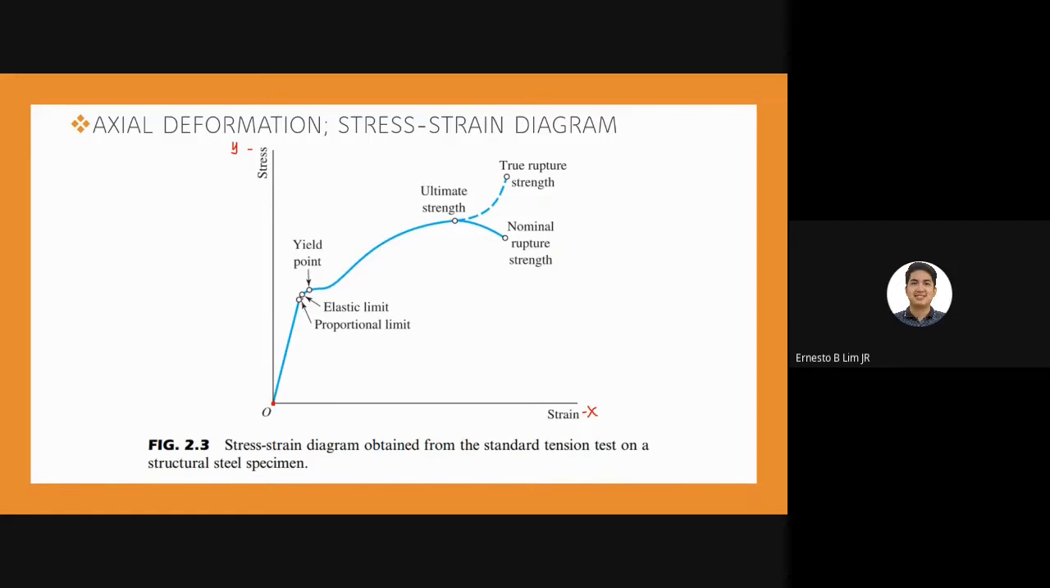So we have these properties here. We have 5 or 6 points. We have the proportional limit as our first point. Then the second point is the elastic limit. Then the third point would be our yield point. Then our fourth point is ultimate strength. Then we also have this nominal rupture strength. Then we have this dash line here if you wanted to carry out the true rupture strength.